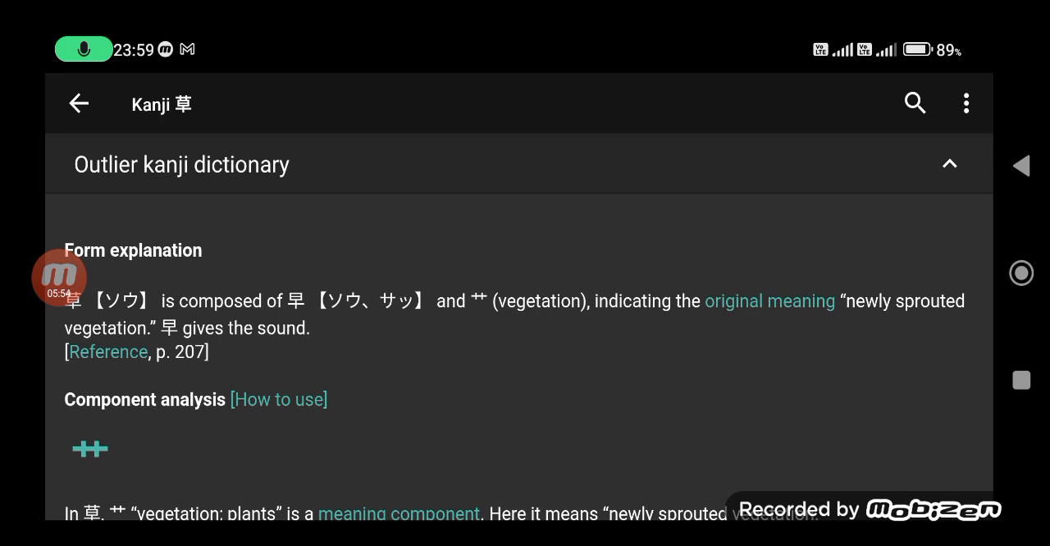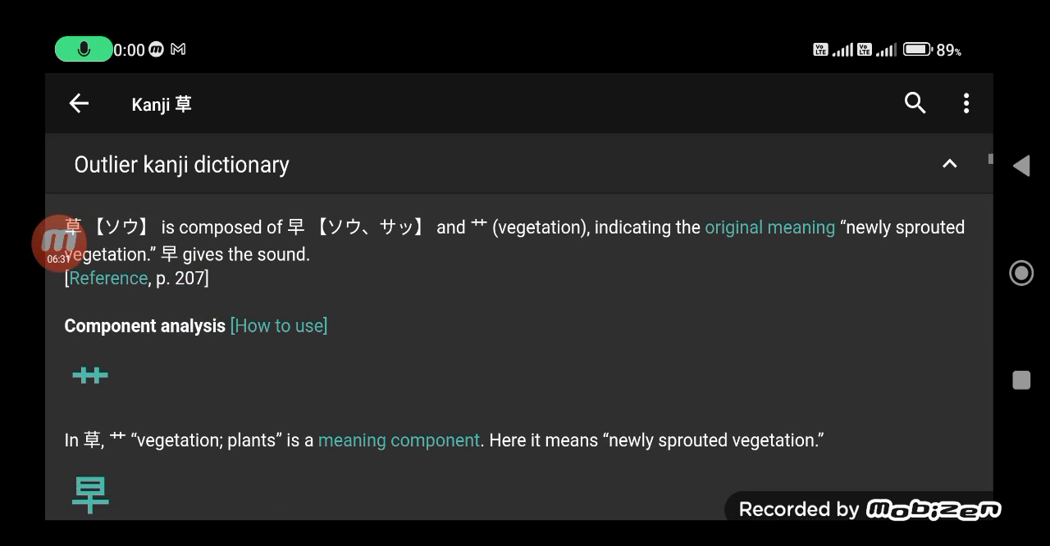Let's study the components, the form explanation. So the subject kanji here, having the onyomi so, is composed of these two radicals that give the sound so, and this hemp plant or grass or vegetation radical, which hints at the original meaning, newly sprouted vegetation, and this component here just gives the sound.